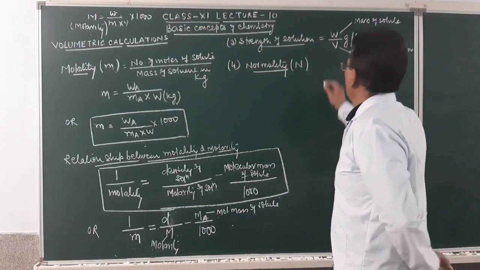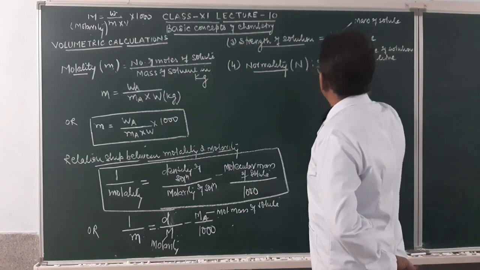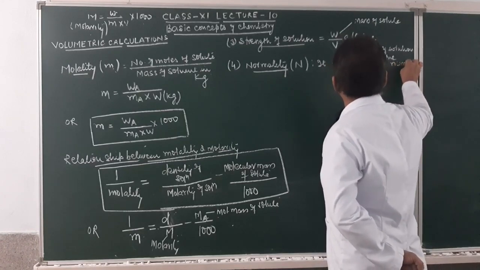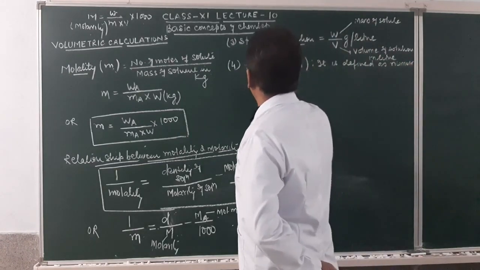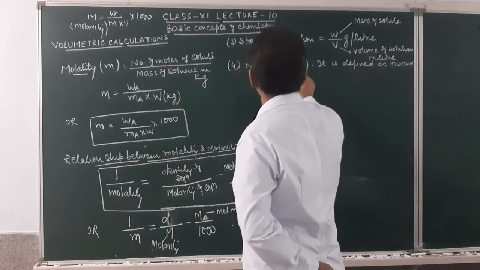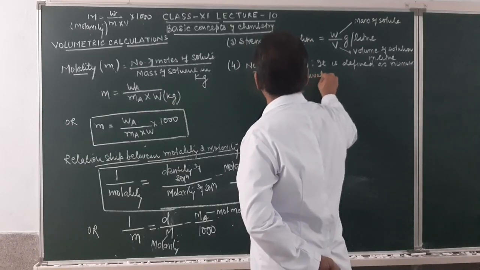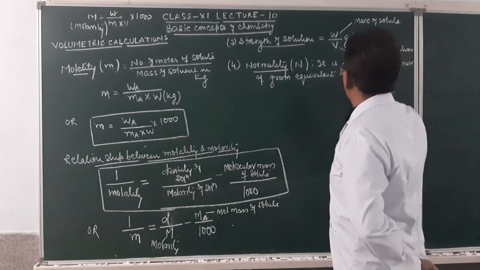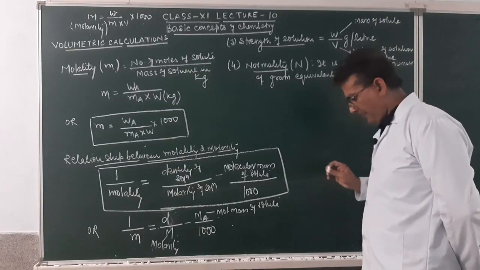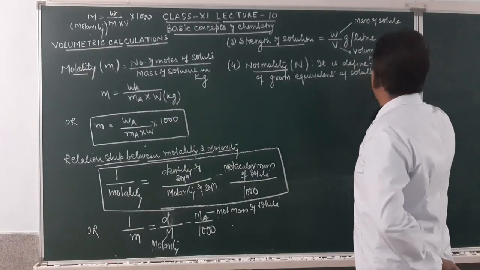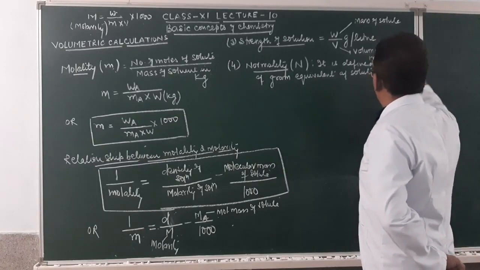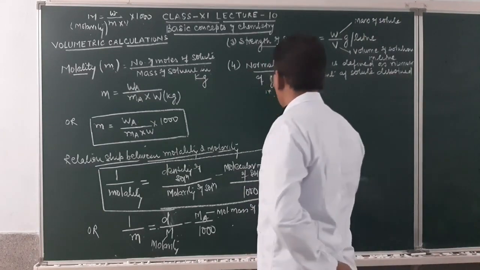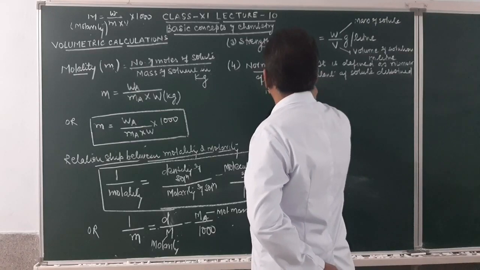So how do we define normality? It is defined as the number of gram equivalent of solute dissolved, means present, in V liter of the solution. Dissolved in V liter of solution.